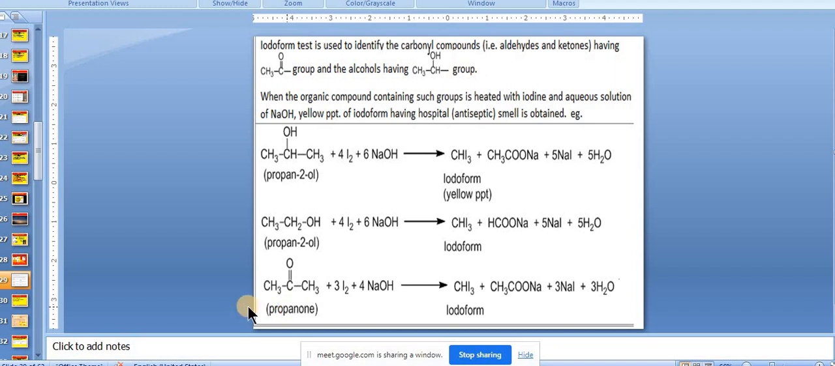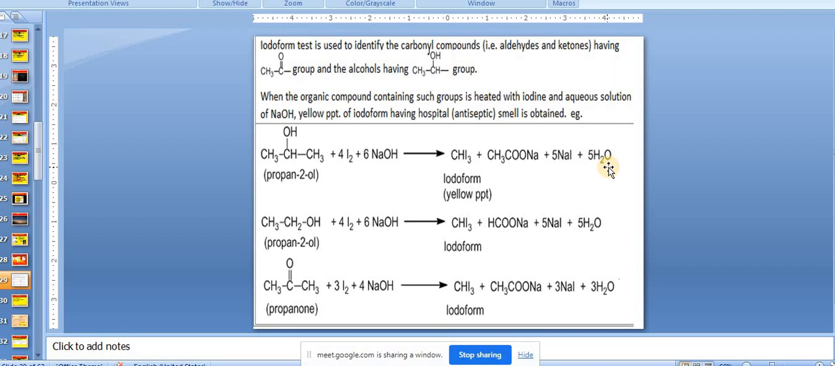Now you see how many carbons it is having? 3 carbons. So 1 carbon is forming the iodoform. How many carbons are left out? If 3 carbons are there in propanol, 1 carbon is already used in the iodoform and 2 carbons are left. So the 2 carbon acid would be ethanoic acid, and ethanoic acid when treated with NaOH gives us CH3COONa along with NaI and water.